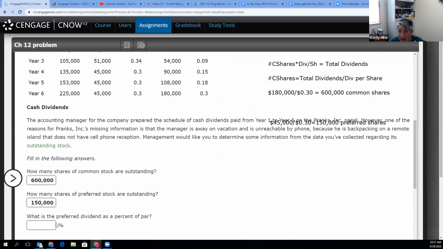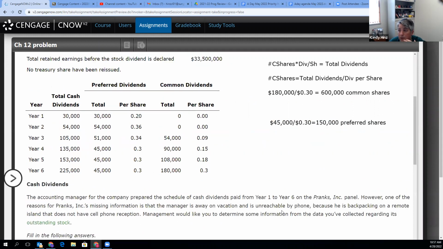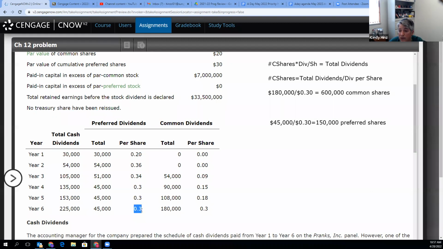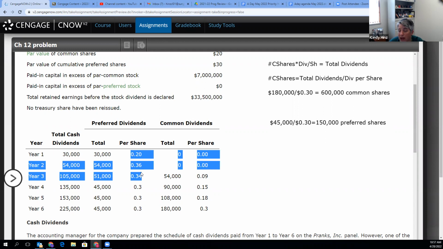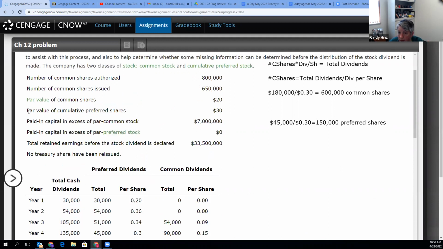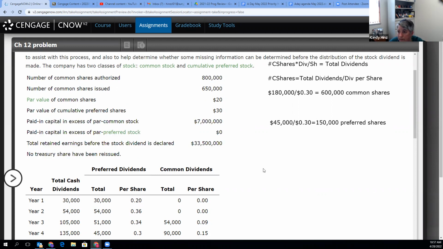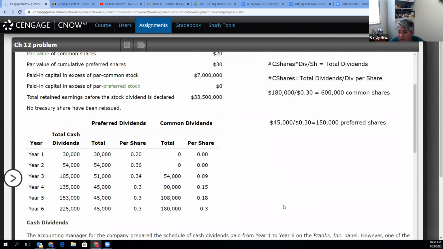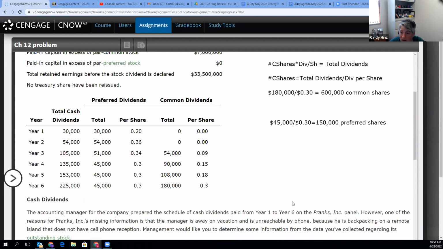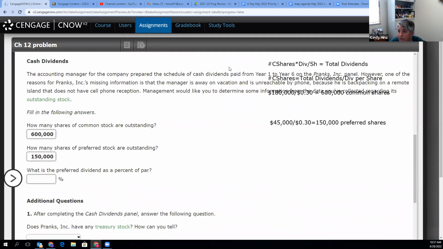The next question we're asked is, what is the preferred dividend as a percent of par? So we know the full preferred dividend is 30 cents, because we know that these 3 years are not representative because there were dividends in arrears. The par value of the preferred stock is right here, $30. And so we're asked, 30 cents is what percent of that $30?